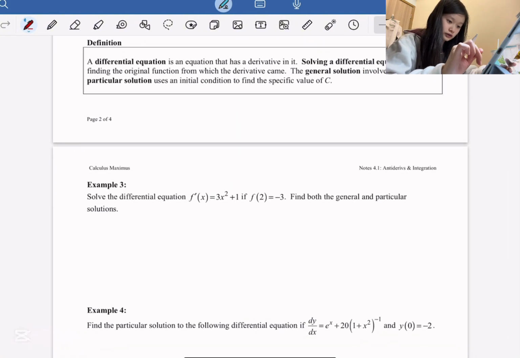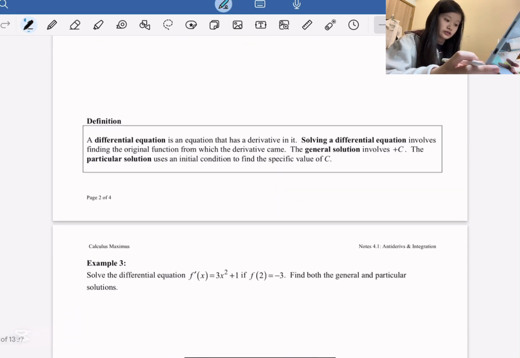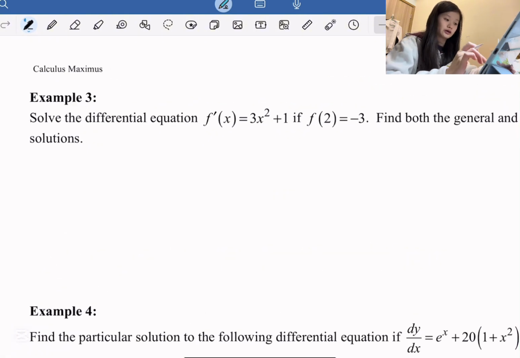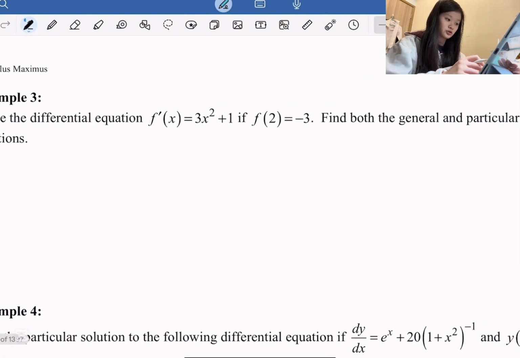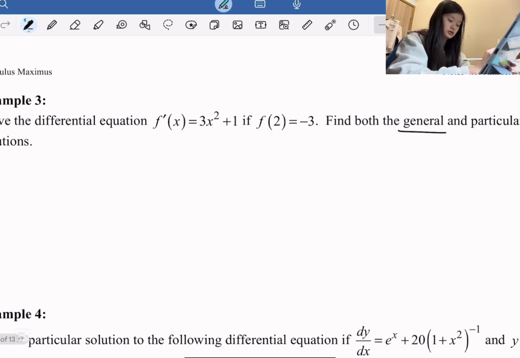Okay, next. So particular solutions are when you solve for c. Again, c is the constant. That can be anything, but it can also be a definite answer, and so we'll try to solve for that for now. And so for this differential equation, find the general solution, which is just plus c, and the particular solution, which is plus a number.